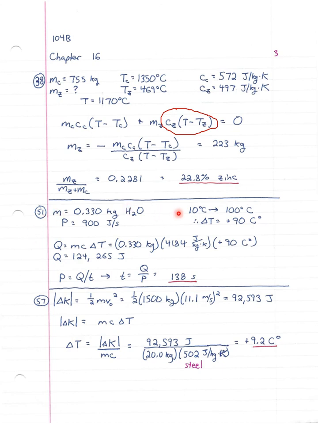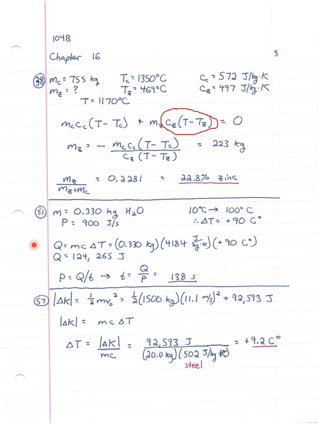So here I've written the mass of the water is 0.330 kilograms. The power is 900 watts, so we'll say 900 joules per second. It's going from 10 degrees Celsius to, since it just reaches the boiling point, 100 degrees Celsius, which means the change in temperature is 90 Celsius degrees. Ultimately, we want to solve for time. And so we need to know how much heat it takes to raise the temperature of the water that much. We'll use Q equals mc delta T.